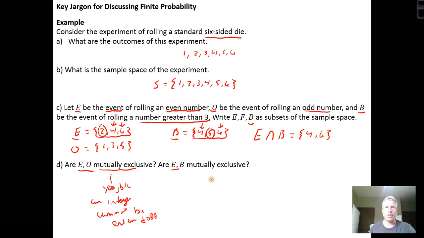So we could look down here at the even and odd. If we took the even set and the odd set and looked at their intersection, we would see that the intersection is empty, which is why they are mutually exclusive sets.